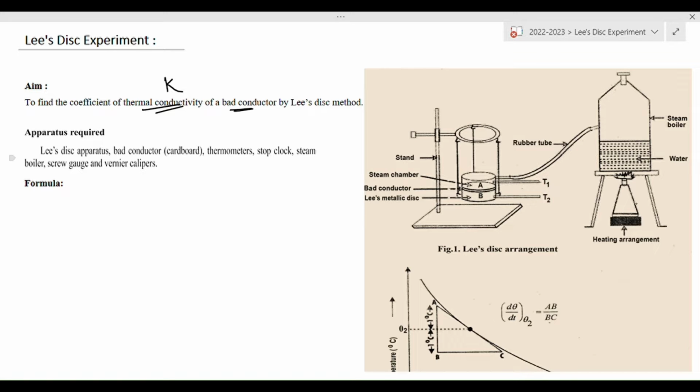Apparatus required: the Lee's disc arrangement, bad conductor. Here cardboard is taken, 2 thermometers, a stop clock, steam boiler, screw gauge, vernier caliper, and a graph sheet.